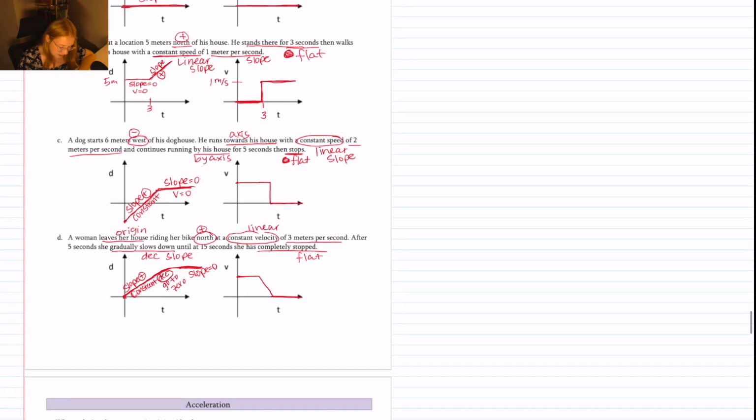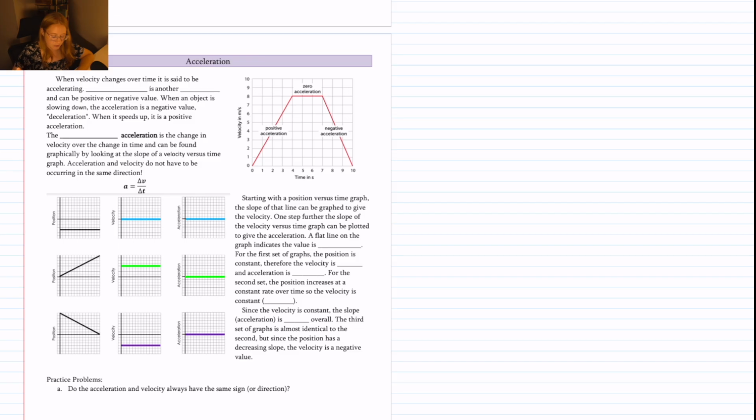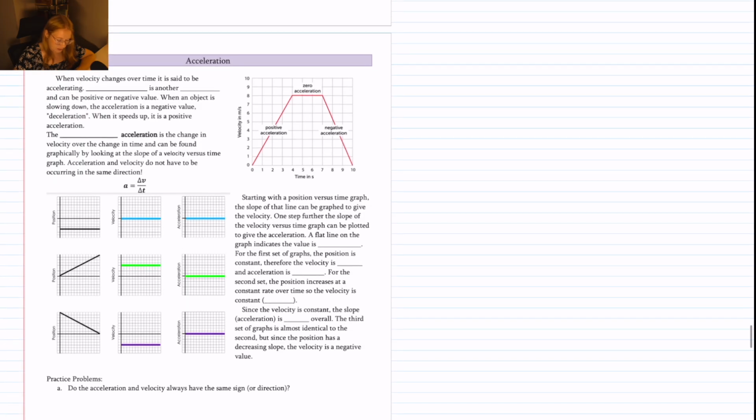Okay, we'll stop right here and then we'll pick up on acceleration and how to go from position versus time to velocity versus time to acceleration versus time. Okay, so that's it for right now, and I'll post the next video soon.